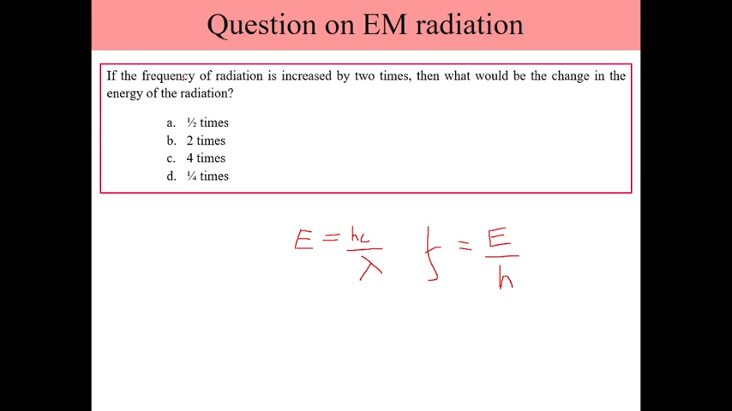So they are saying that if the frequency is increased by 2 times, so if this is becoming 2F, then what is going to happen? So if this is becoming 2F, H is a constant, right? So energy is obviously going to become 2E to balance the two sides. Then what would be the change in the energy of the radiation? So energy should become 2 times.